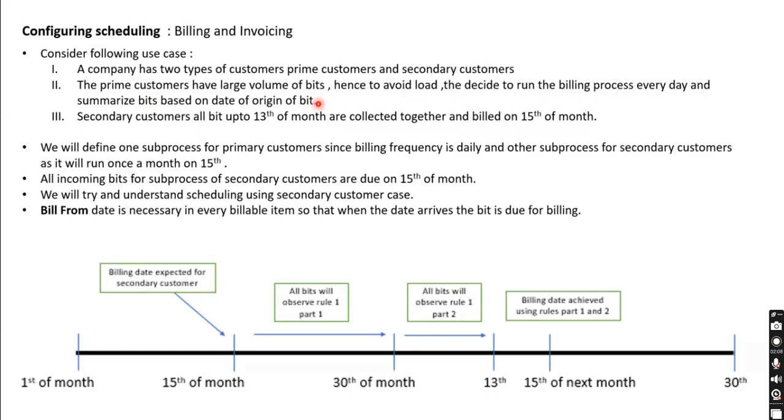No scheduling. The secondary customers, all bits up to the 13th of the month are collected together and billed on the 15th of the month. Okay, so whatever transactions have taken place up to the 13th of the month, they'll be billed and invoiced on the 15th. And what about the transactions which belong to after the 13th?